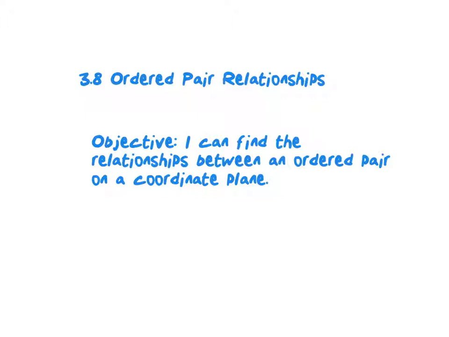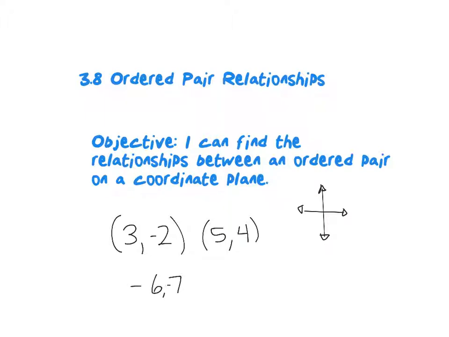Remember, a coordinate plane is, let's see, there it goes, the quadrant. There's my little drawing. An ordered pair is the two numbers that represent the x and y axis. For example, 3 and -2, 5 and 4, -6, -7, etc., -2.8 and -3.4. You get it. So today we're going to be looking at relationships between ordered pairs, and we're going to be learning about the quadrant.